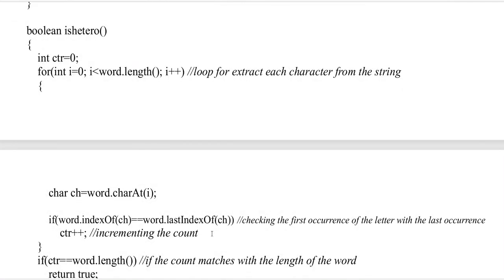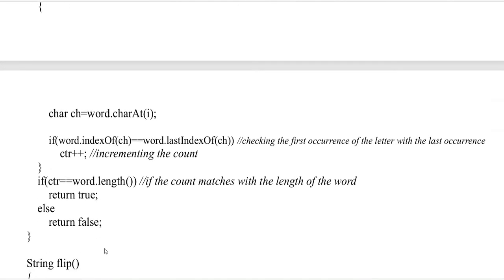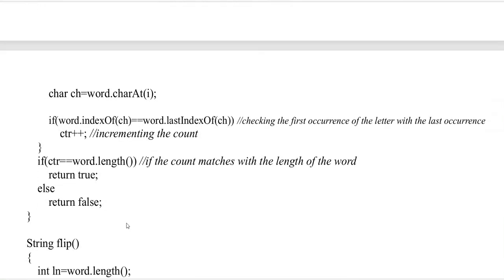Last index will check from the end of the word, index of checks from the front. If both match the same, that means that letter appears only once. If they are not the same index, then the letter is repeated. So we are counting. Now if the total count of letters matching with indexOf and lastIndexOf is equal to the length, that means it is a heterogram word.